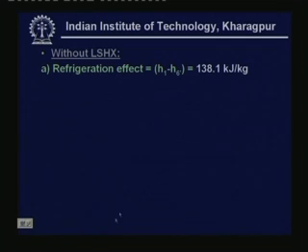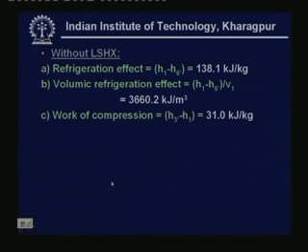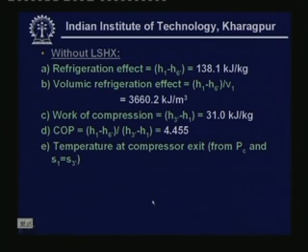So, refrigeration effect is H1 minus H6 dash, which comes out to be 138.1 kilojoule per kg, and volumic refrigeration effect is H1 minus H6 dash divided by V1, which works out to be 3660.2 kilojoule per meter cube. Work of compression is H3 dash minus H1, which is equal to 31 kilojoule per kg, and COP is found to be 4.455, and the temperature at compressor exit from the pressure and entropy values is found to be 74.23 degree centigrade. Okay. So, this is the performance without liquid suction heat exchanger.